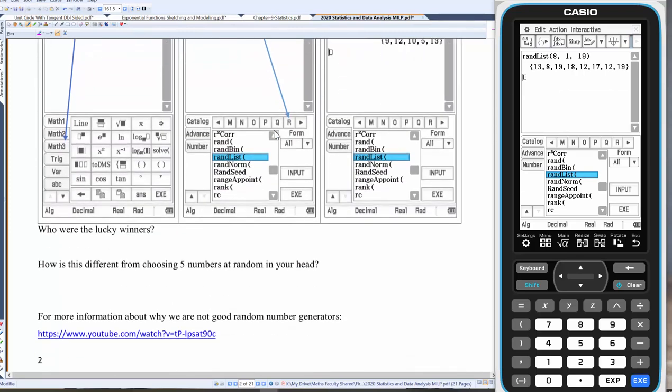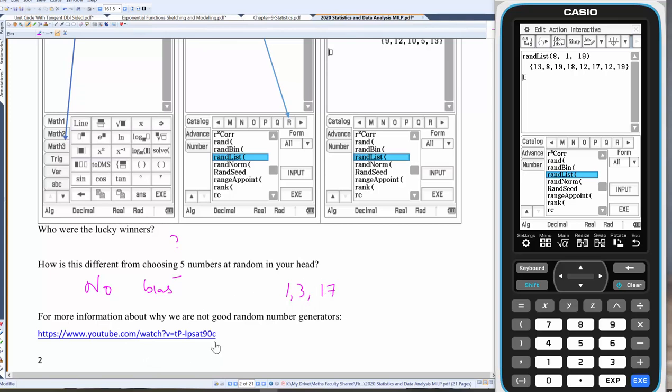All right, so who were the lucky winners? Write down who you got in yours. How is this different from choosing 5 numbers in your head? There's no bias whatsoever, okay? There's no favorite number. There's no tendency that if I've chosen 1 and 3, which are close together, I might think, oh, well, to be random, I need to choose something high. So I then choose 17, okay? Humans sort of think like that.